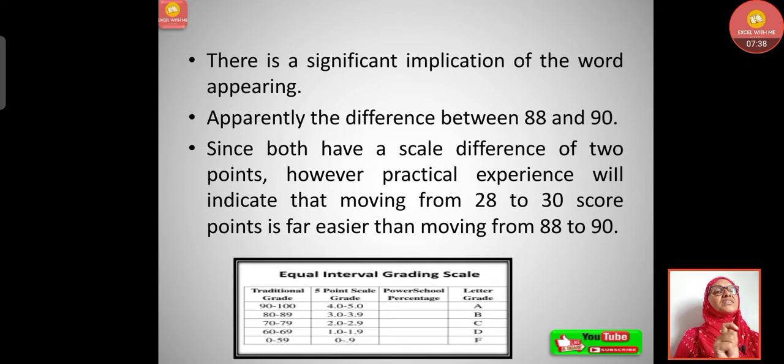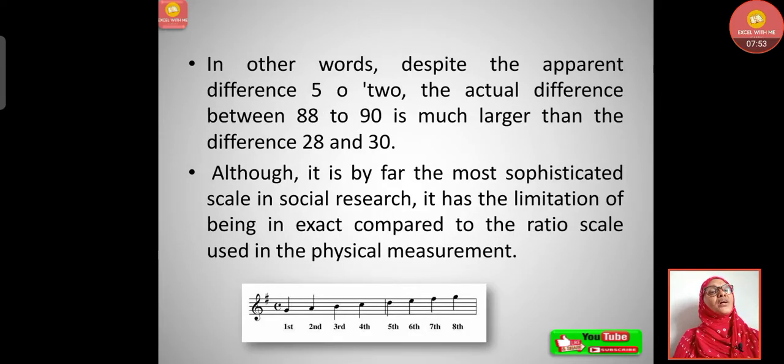and between 28 and 30 is the same, since both have a scale difference of 2 points. However, practical experience will indicate that moving from 28 to 30 score points is far easier than moving from 88 to 90. In other words, despite the apparent equal difference of 2, the actual difference between 88 and 90 is much larger than the difference between 28 and 30.